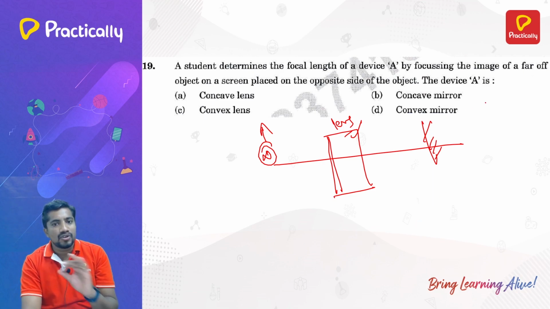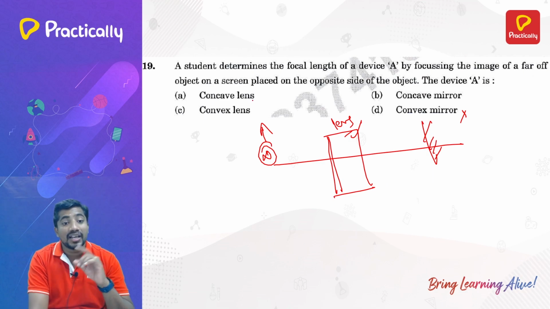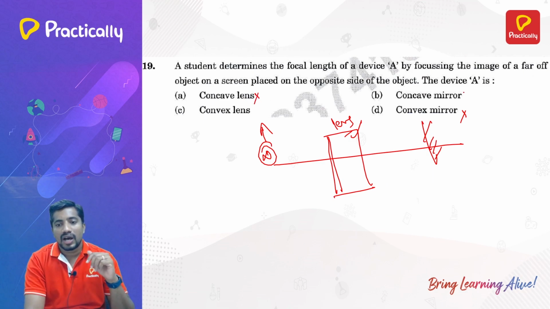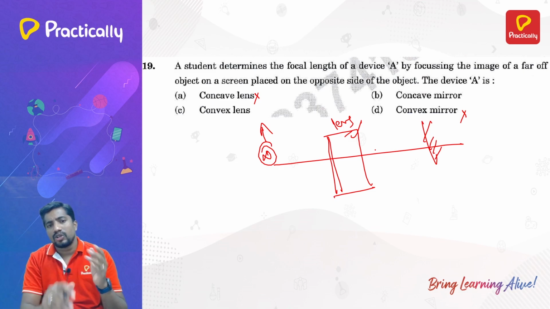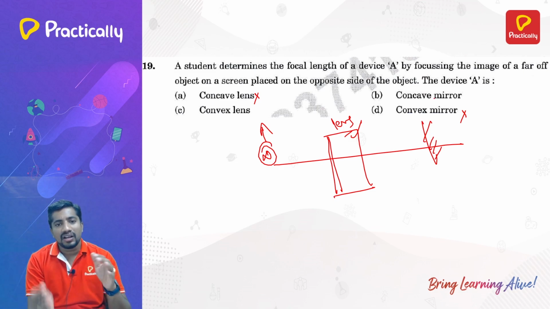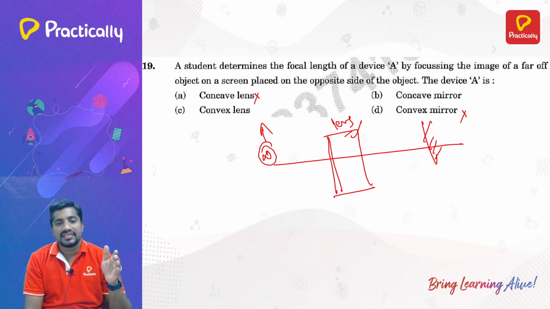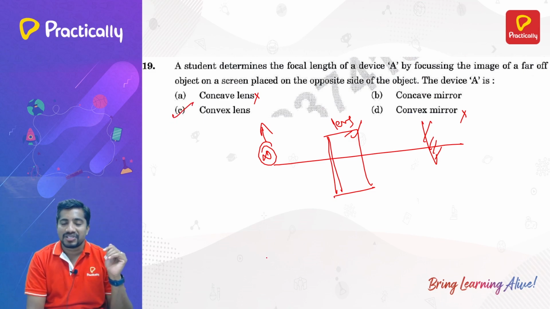A convex mirror cannot produce a real image, leave it. A concave lens also cannot produce a real image, so leave it. So the answer will be either a concave mirror or a convex lens. But they said the screen is on the opposite side to the object. If it is a concave mirror, both object and image, that means the screen, will be on the same side. But in this case object and image are on opposite sides, so the lens will be a convex lens, and you can opt option C.